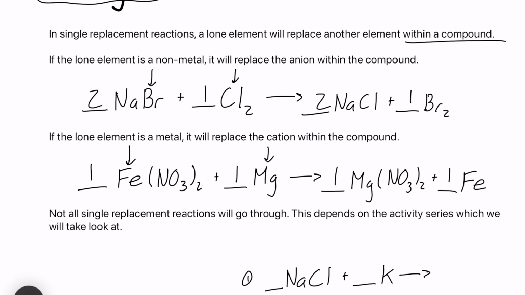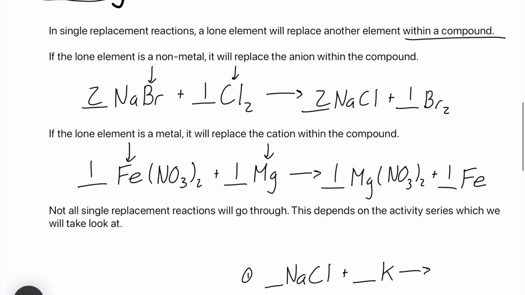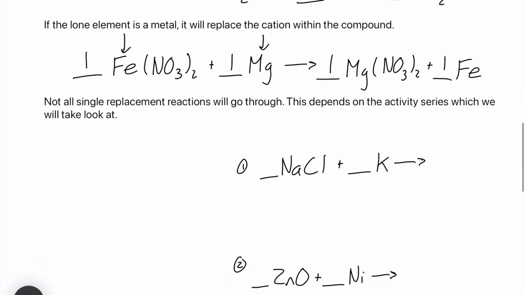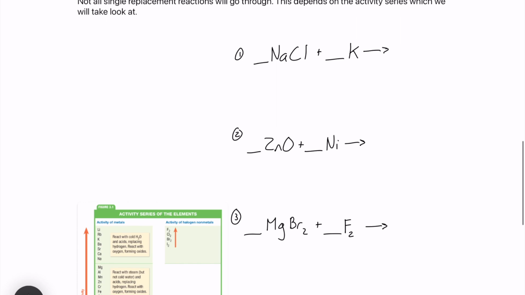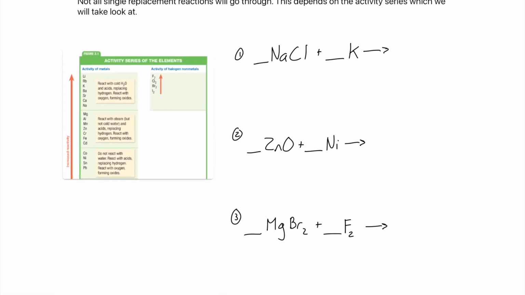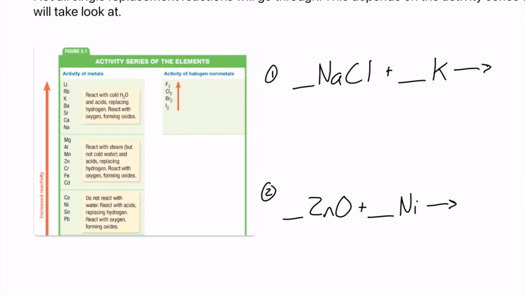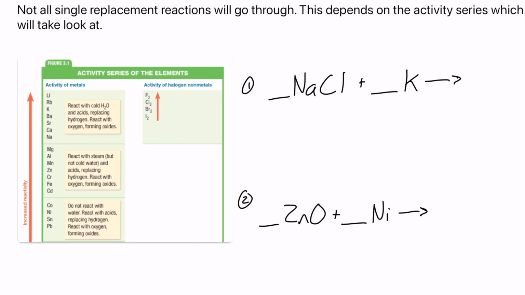One key thing here, we haven't quite talked about everything yet. Not all single replacement reactions will go through, and this depends on the activity series, which we will see right here. This activity series basically gives an order in which elements can replace what. We said that metals will always replace cations, and nonmetals will always replace anions.